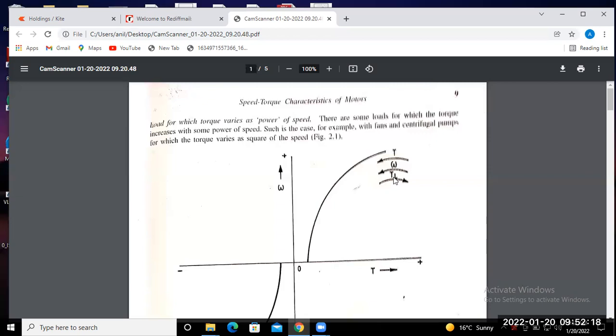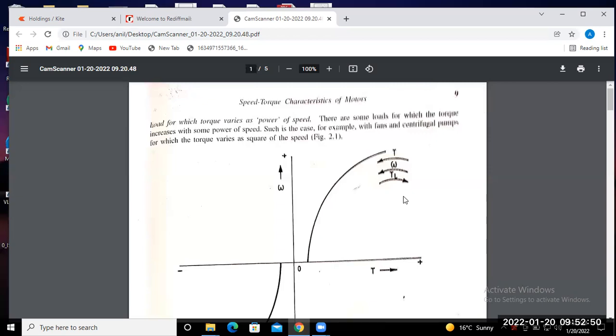Friction and windage loss will oppose the speed of rotation. Friction loss always acts in the opposite direction to the actual motion. Suppose that we just walk on the surface, then we want to move in the forward direction, but friction exists in the reverse direction.